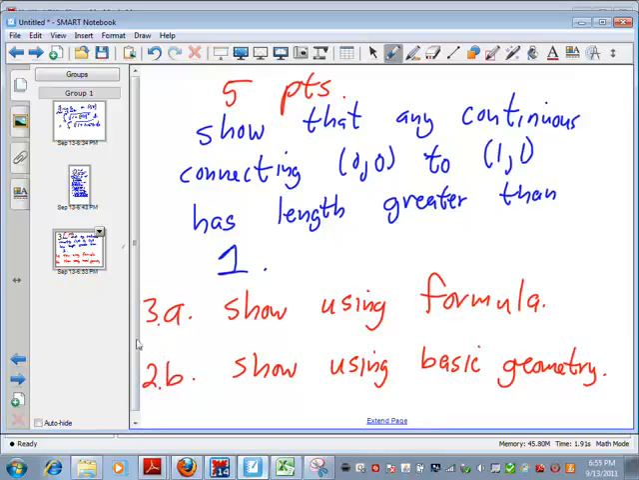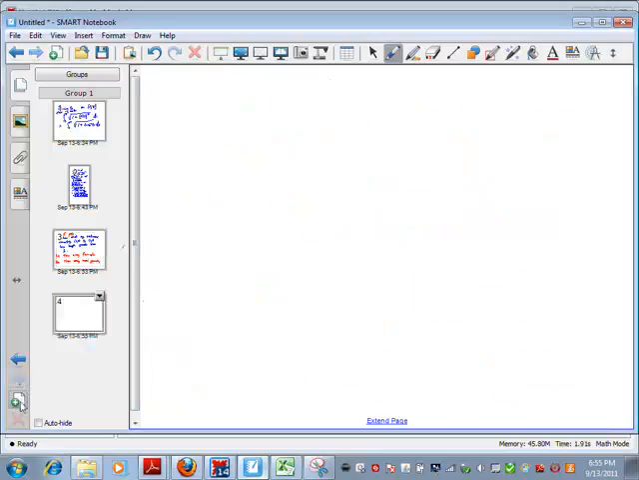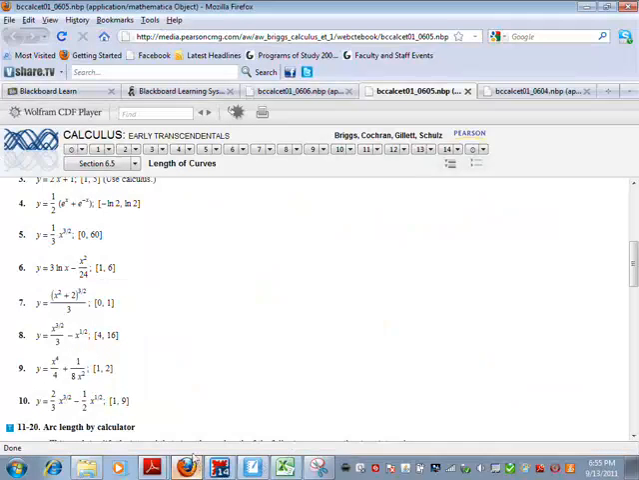Ask me about that at the break if you have questions about that. Again, all extra credit due next Tuesday. Questions about arc length? Anything?